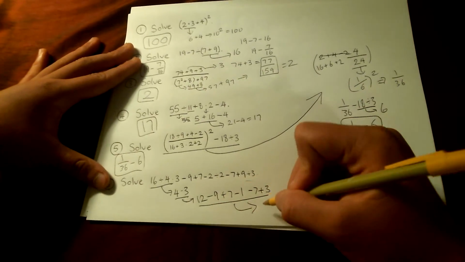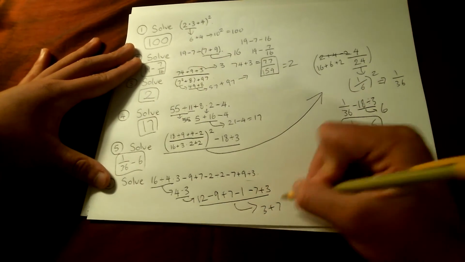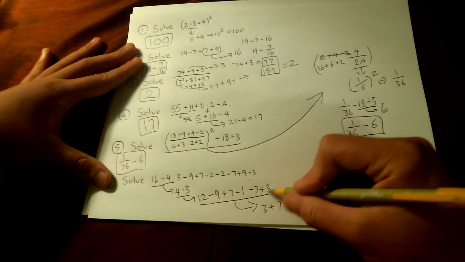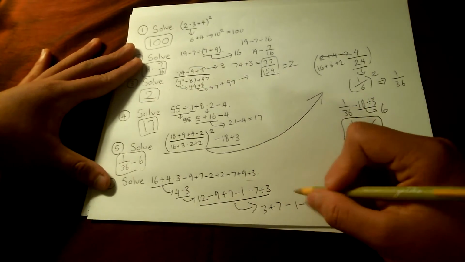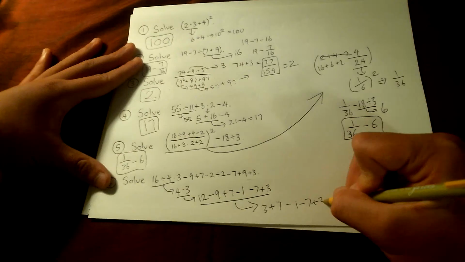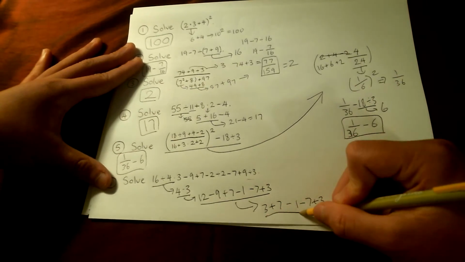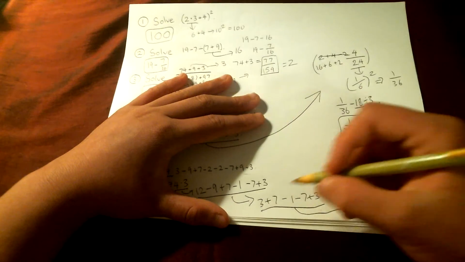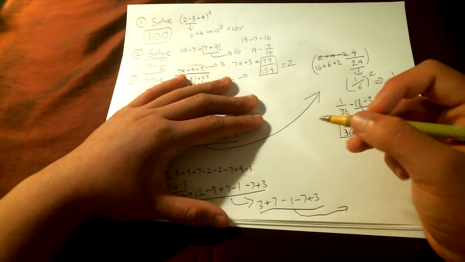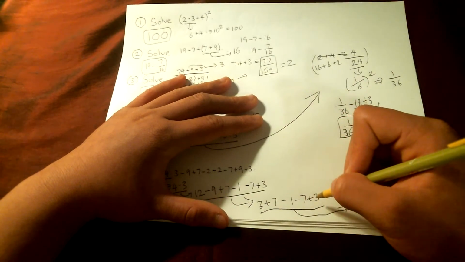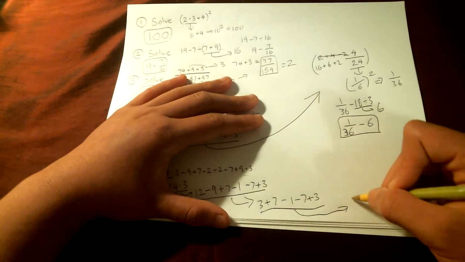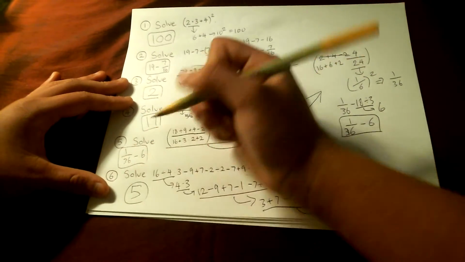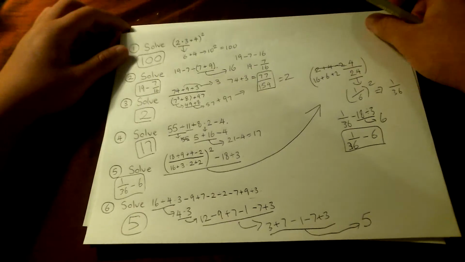That's 12 minus 9 equals 3 plus 7 minus 1 minus 7 plus 3. So we would have this left. All right, this will be 10 minus 1, which was 9. 9 minus 7 equals 2. 2 plus 3 equals 5. So this would be 5 for our final answer for the last problem.